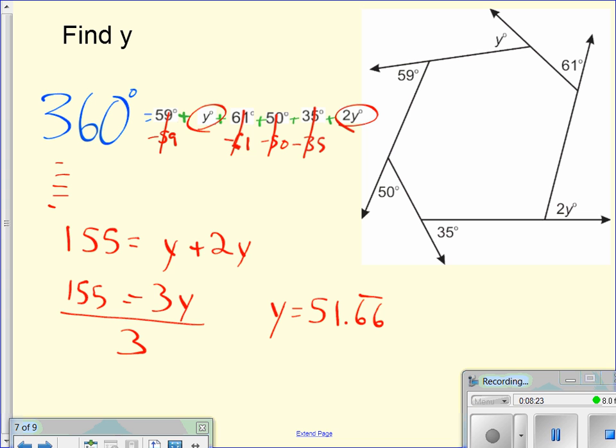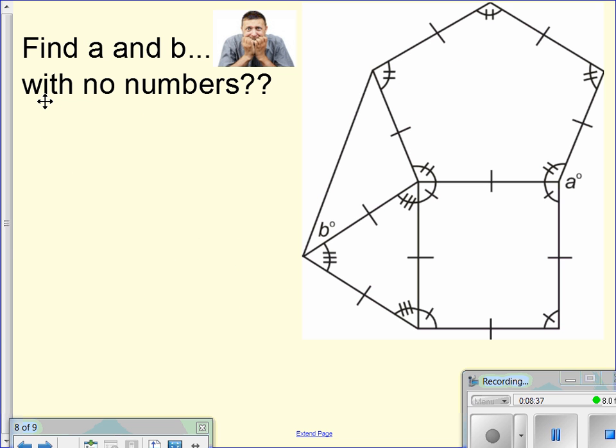And you might right away say, oh no, I did something wrong. Let me put degrees on there. There's a decimal, and it's not a nice, pretty decimal. That's okay. Not everything always works out to be perfect, so that's all right. My answer is 51.66, and I'm good with it.